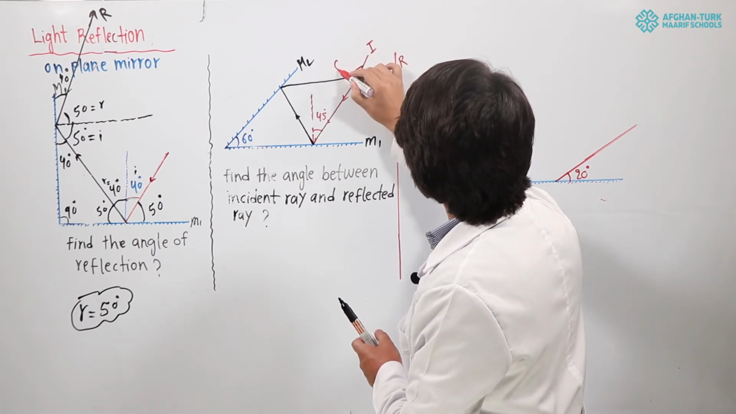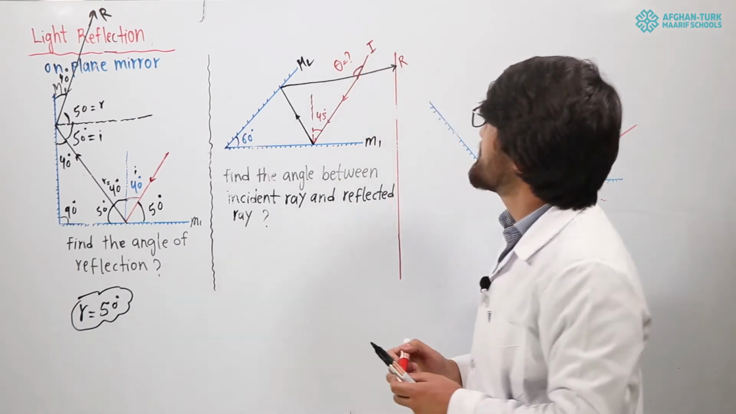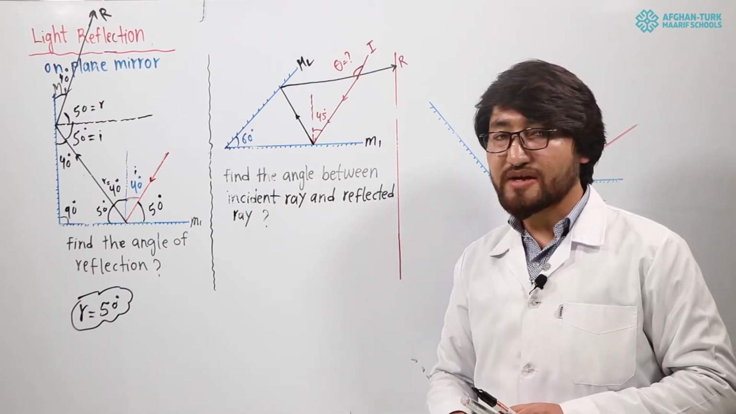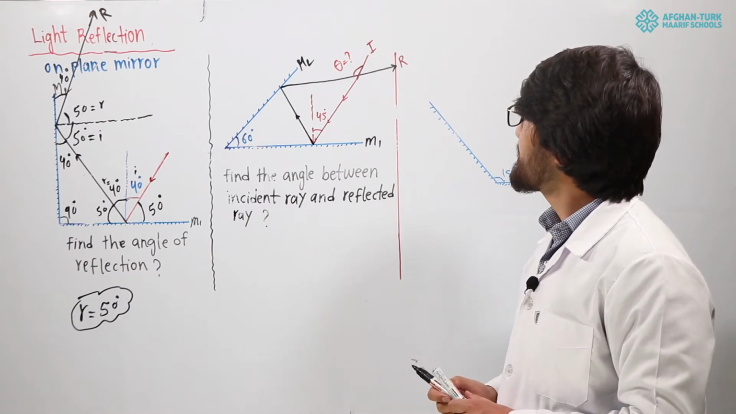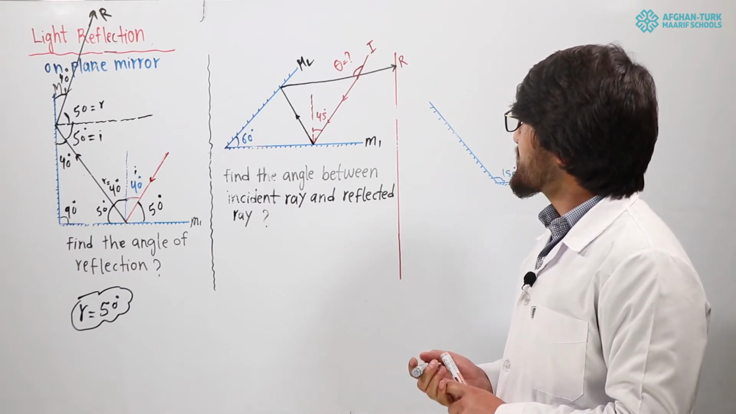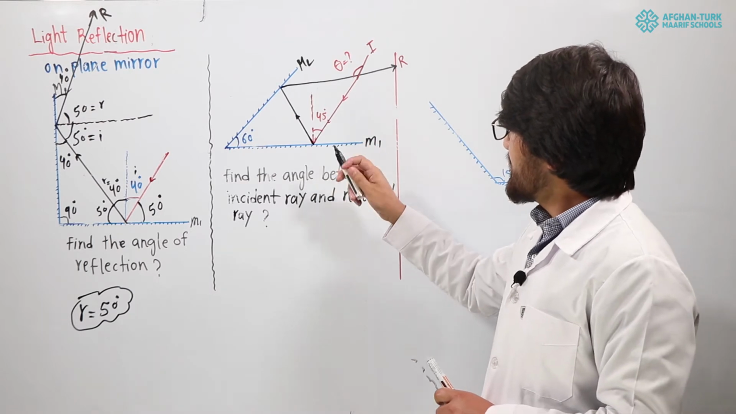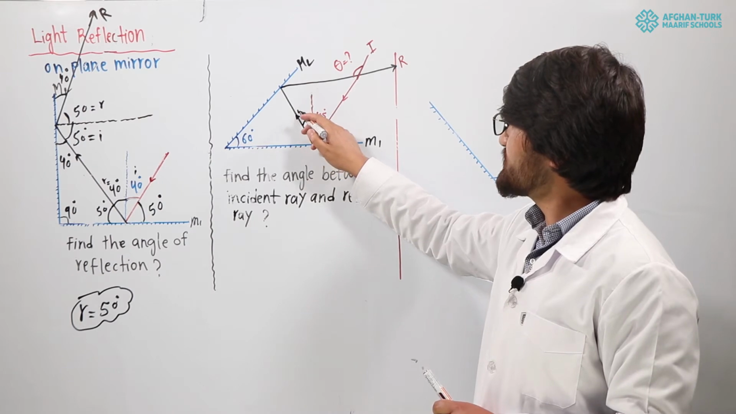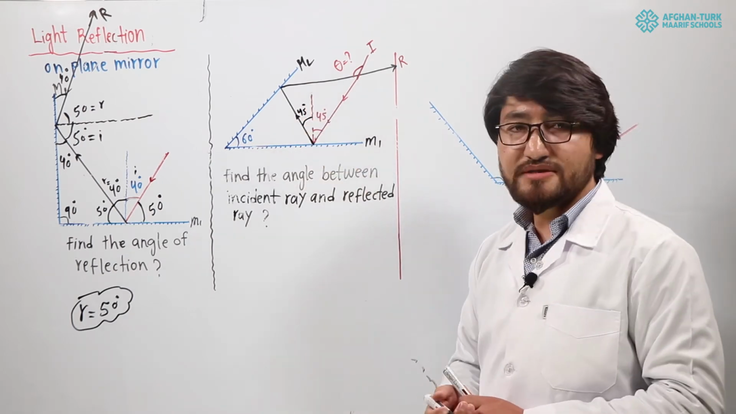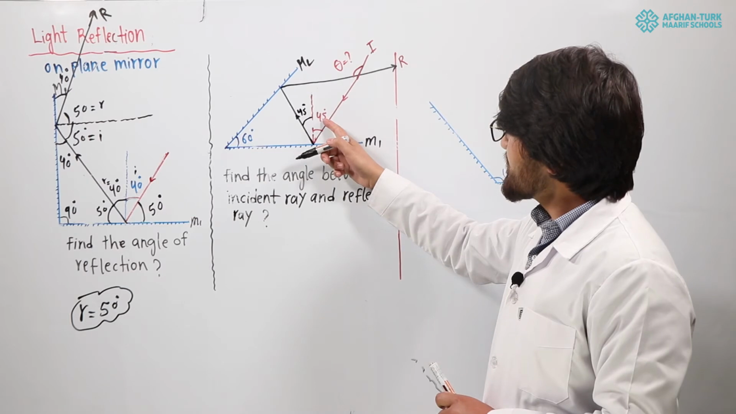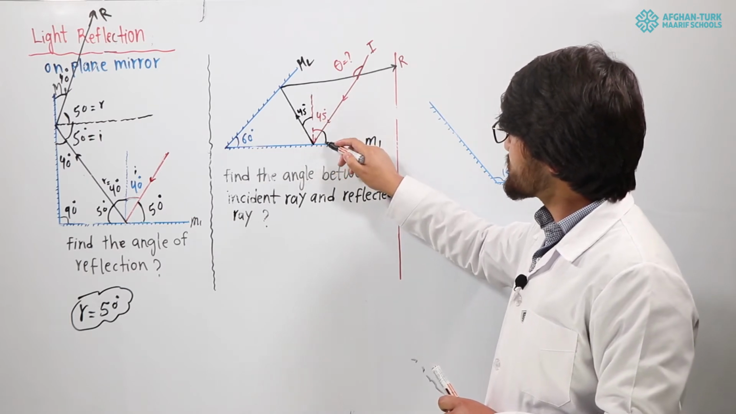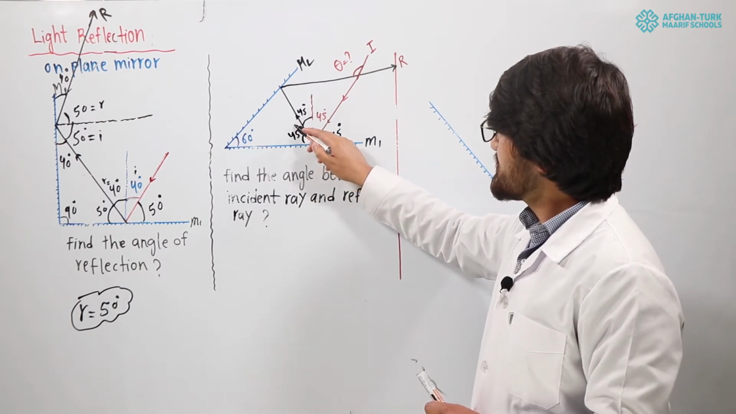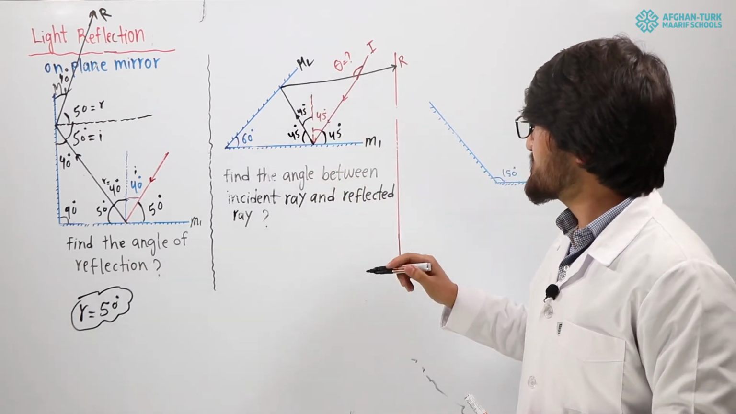We found this angle. What is this angle? It means find the angle between incident ray and reflected ray. Okay, let's solve this question. This angle is 45. This angle also should be 45 according to law of reflection. This angle is 45. This should be also 45, that make 90 degree. This also should be 45, that make 90 degree.